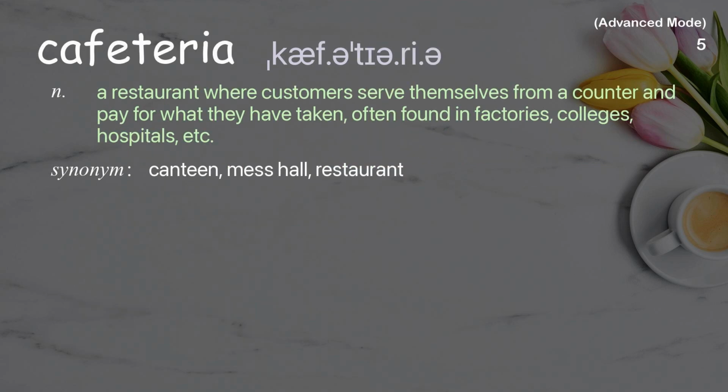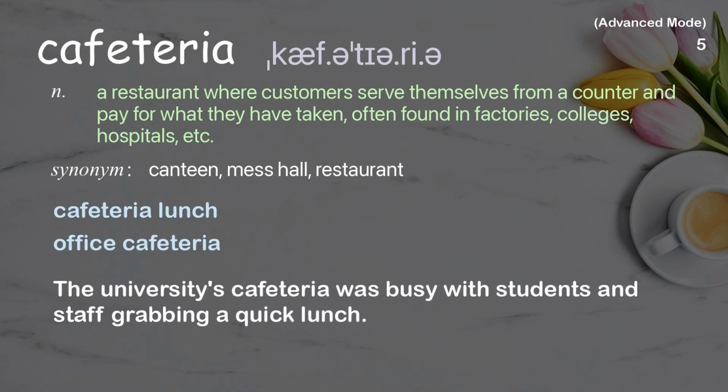Cafeteria. A restaurant where customers serve themselves from a counter and pay for what they have taken, often found in factories, colleges, hospitals, etc. Examples: cafeteria lunch, office cafeteria. The university's cafeteria was busy with students and staff grabbing a quick lunch.